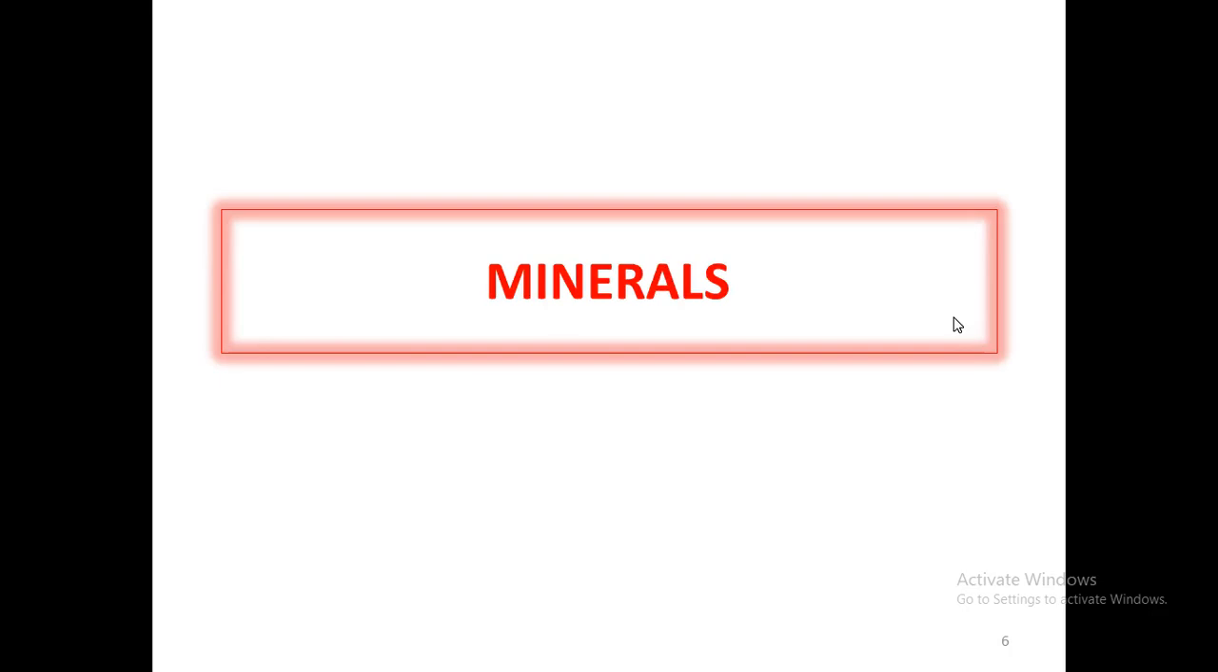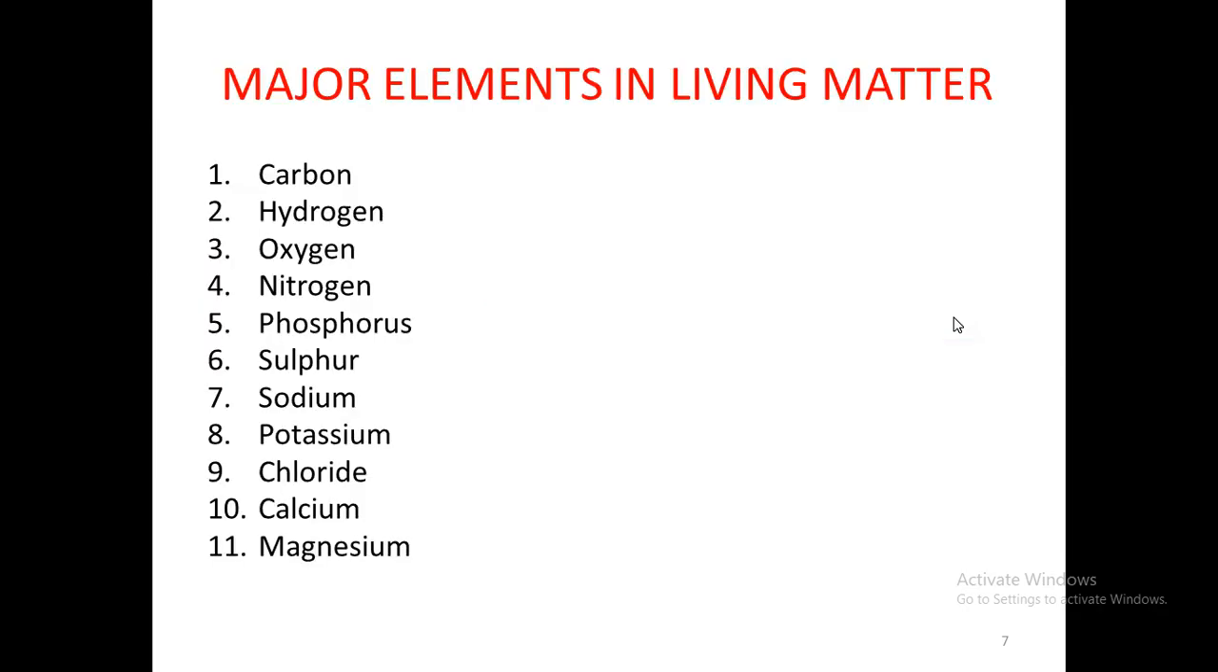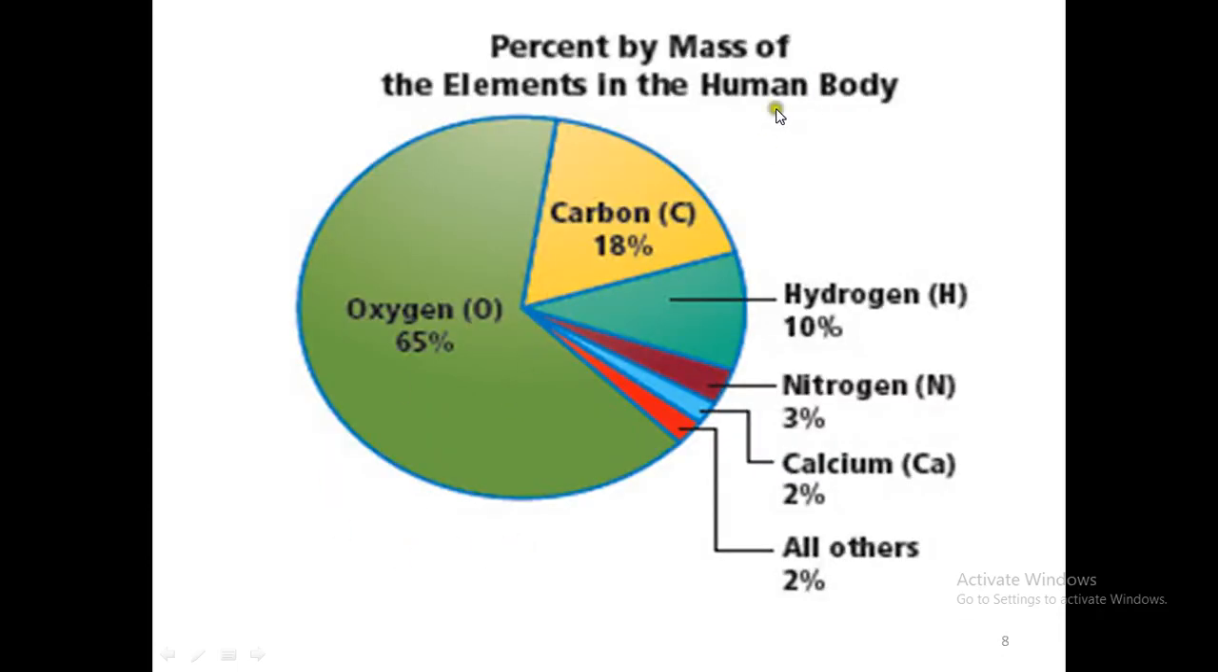So let us study today a little bit about minerals. The major minerals that are major elements found in living matter are the following. In living matter, we find a lot of carbon, hydrogen, oxygen, nitrogen, phosphorus, sulfur, sodium, potassium, chloride, calcium, and magnesium. When we look at the human body, we find that the major part of the human body is made of oxygen, 65% oxygen. Carbon is only 18%, hydrogen is 10%.